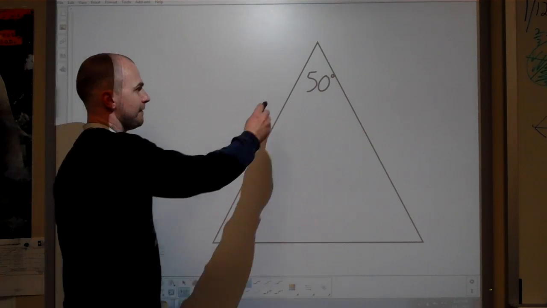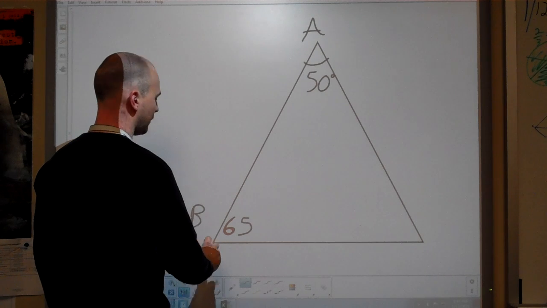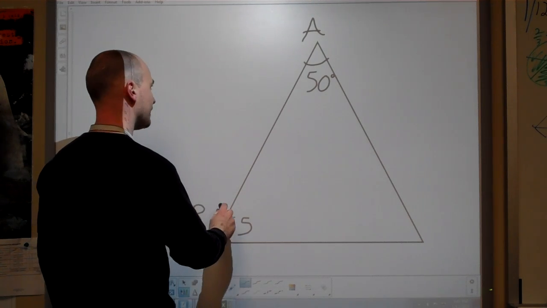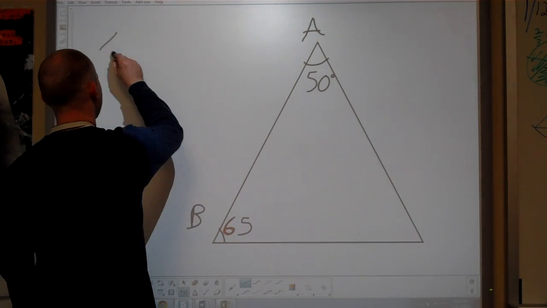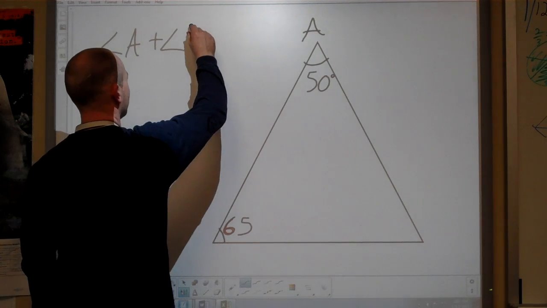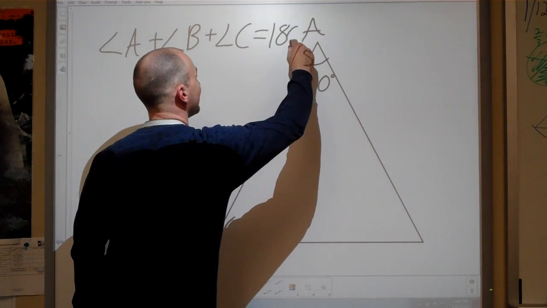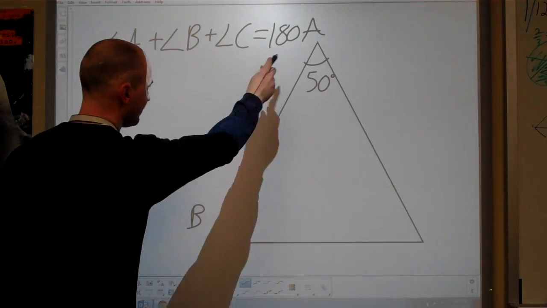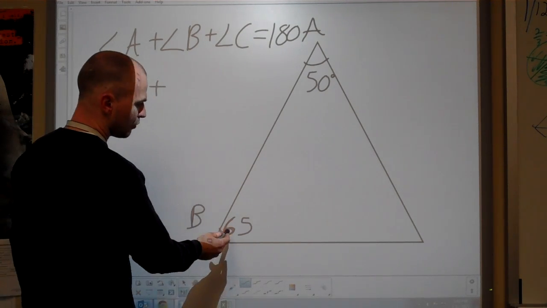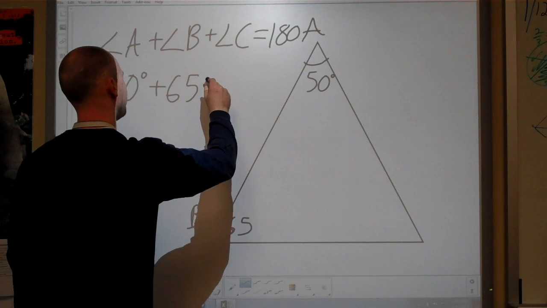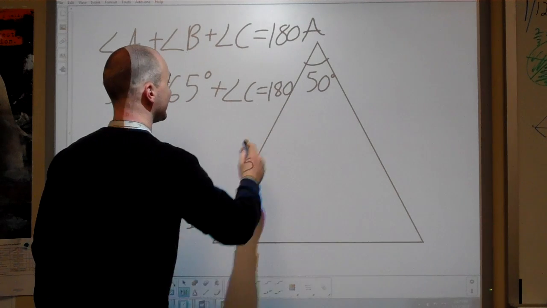Okay, here we have, let's label this angle A. So angle A is 50, angle B is 65, and all 3 of them add up to 180. This is true for any triangle you draw. Angle A plus angle B plus angle C equals 180. So angle A we know is 50. So 50 degrees plus angle B, we're being told is 65. So 50 plus 65 plus angle C equals 180.